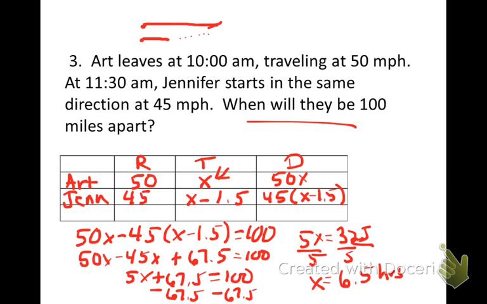So if he left at 10 o'clock, what is it 6.5 hours after 10 o'clock? Well, it takes 2 hours to get to noon, and we'd have 4.5 hours left. So 4:30 p.m. would be our final answer. So make sure you answer the question that you're asked, because that had a little trick in it, that you had to do that.